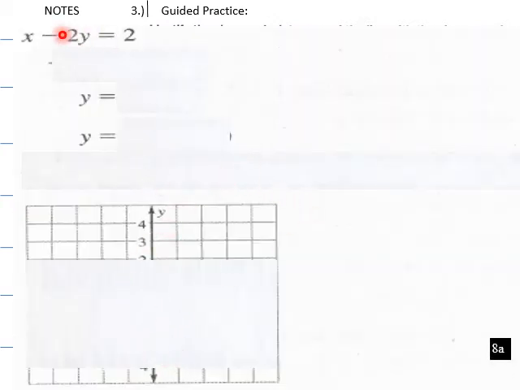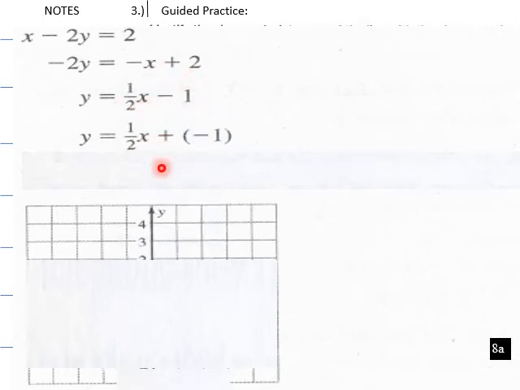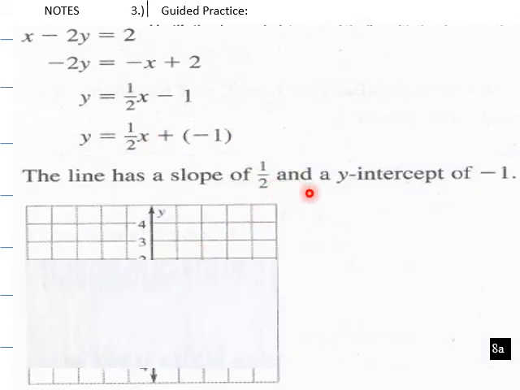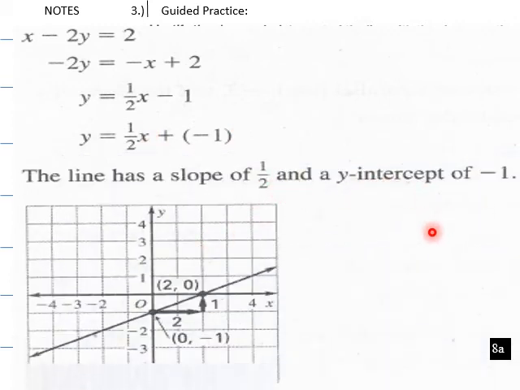So what's our y-intercept up here? We have to solve for y first. So y equals 1/2 x minus 1. Here would be our y-intercept, and then here is our slope. So we have 1/2 x plus a negative 1. This isolates it better for you to find. So slope of 1/2, y-intercept of negative 1. So here's our y-intercept, and then our slope is rise over run. So we have a run of 2 and a rise of 1.